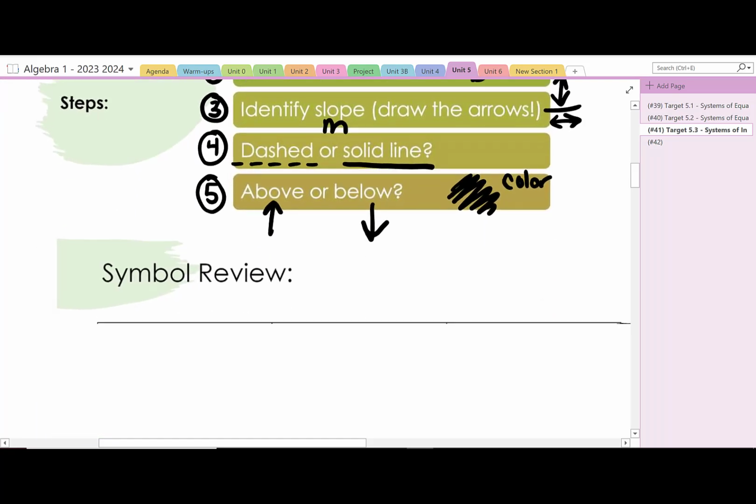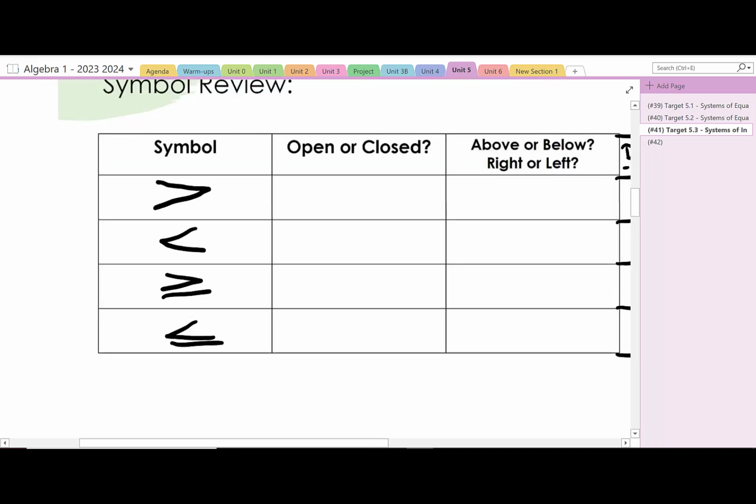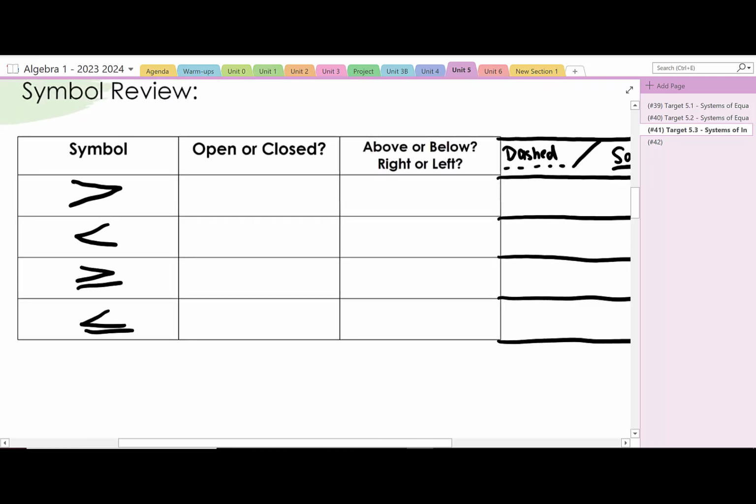All right, so really quick, we're going to do a symbol review. So this first symbol here, okay, that is called greater than, and that is open. The second one is less than. It is also open. So when there's no line under the symbol, that means it's open.